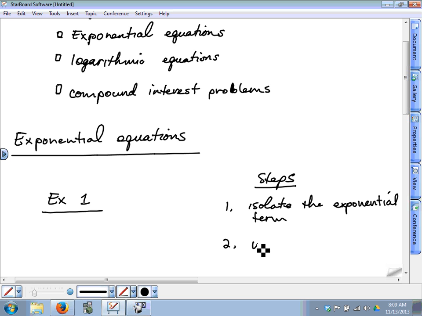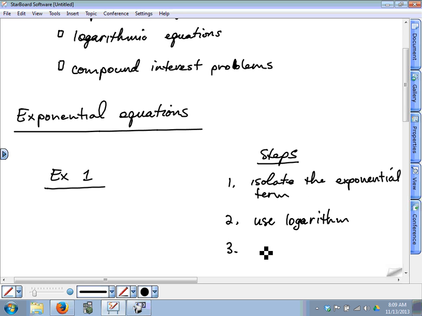Second step is to use a corresponding logarithm. What does a logarithm do, by the way? It cancels the base. Because we want to get rid of the base so we can deal with that exponent, because the exponent is the variable. So logarithms will cancel the base. And step 3 then is to solve for the variable. Whatever the variable is, doesn't have to be x. Usually it is, but doesn't have to be.